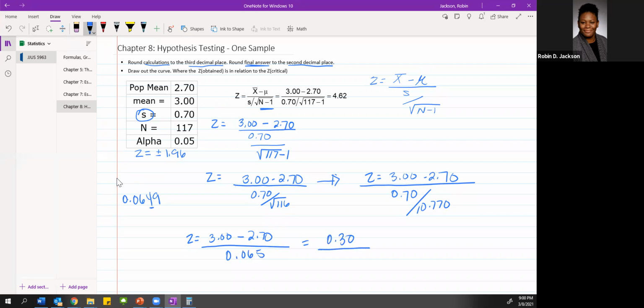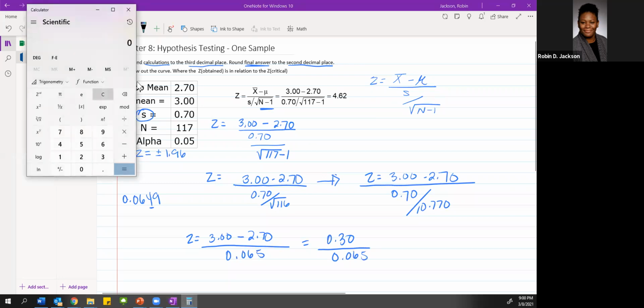That is going to become, so 3 minus 2.70 is going to be 0.30 divided by 0.065. All right, let me go ahead and do those calculations so you can see how I got 0.30. So 3.00 minus 2.70, that's what gives us the 0.30. Then you divide that number by 0.065. And guess what? I got 4.615.